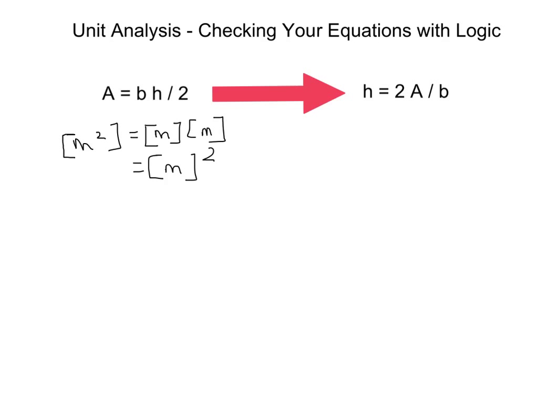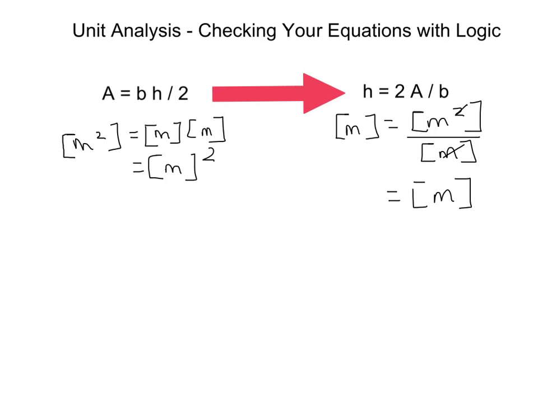And now we're going to check the result here. So height is in meters, and let's find out if that's equal to the right side. Again, that 2 is unitless, so we're going to ignore it. The area is meters squared, and then we're dividing by the base, which is meters. So we have meters squared divided by meters, which helps us divide out part of that, and it leaves us with meters. So again, the right side is equal to the left side, and our equation appears to be sound.